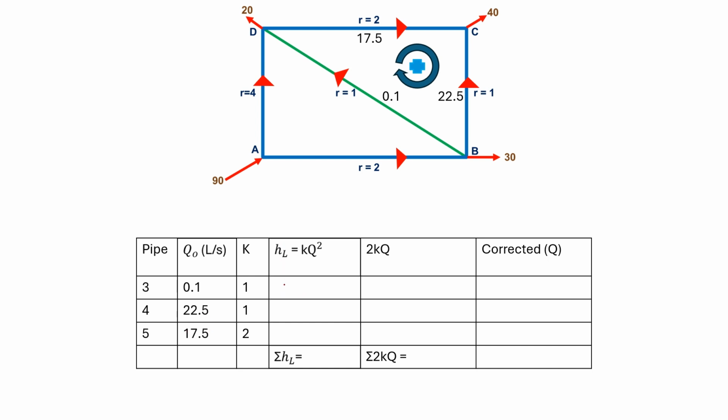Now we will have HL, the head loss, for each pipe. The values of head loss for each pipe will be 0.01, 506.25, and 612.5. And assigning the direction in loop 2. So what is the direction of this one in this loop? This is counterclockwise, so it will be negative. For the fourth pipe, this is the fourth pipe, it will be counterclockwise, negative.